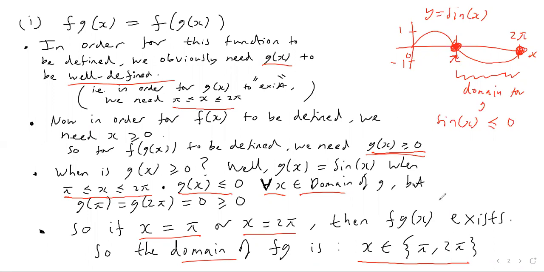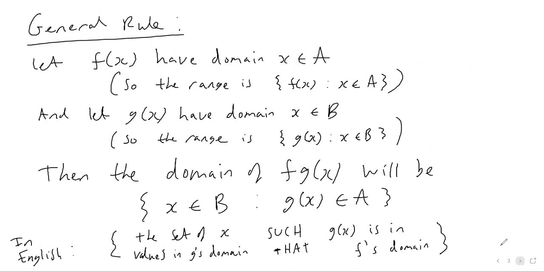Okay, so that's maybe not a clear example, but hopefully it makes some sense. We want to ensure that this g function exists, so we want to ensure that x is in the domain of g, but we also want to ensure that the range of g falls into the domain of f. The x values which give us that will be our domain for this composite function. So this is the general rule then.